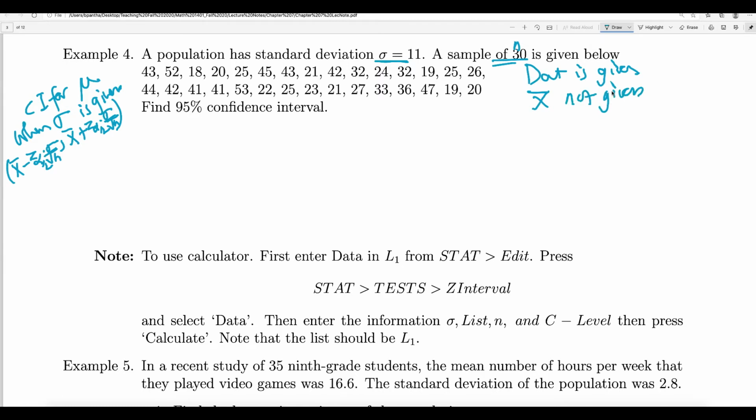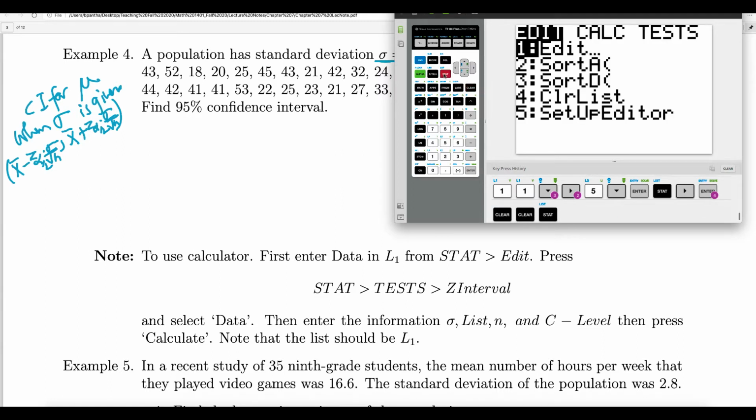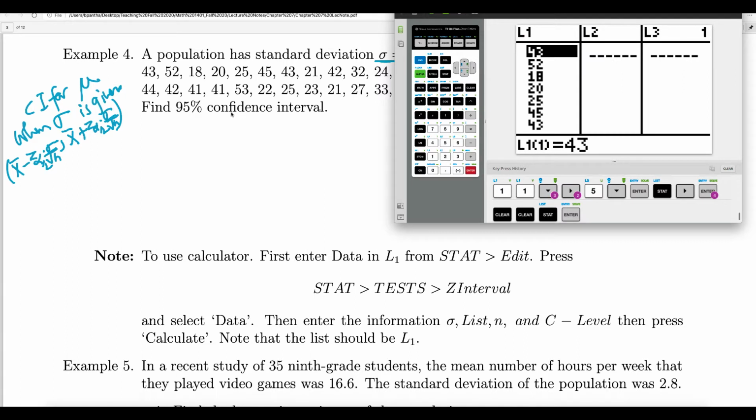So how do I find x bar? You use your calculator and enter this data. Let me go to the data. Go to stat, then edit, hit enter. Then I enter all these data: 43, enter, 52, enter, 18, enter, 20, enter, 25, enter, 45, and so on.